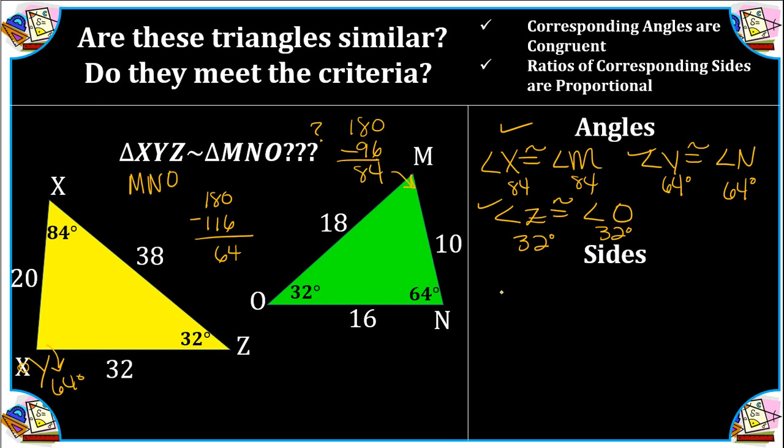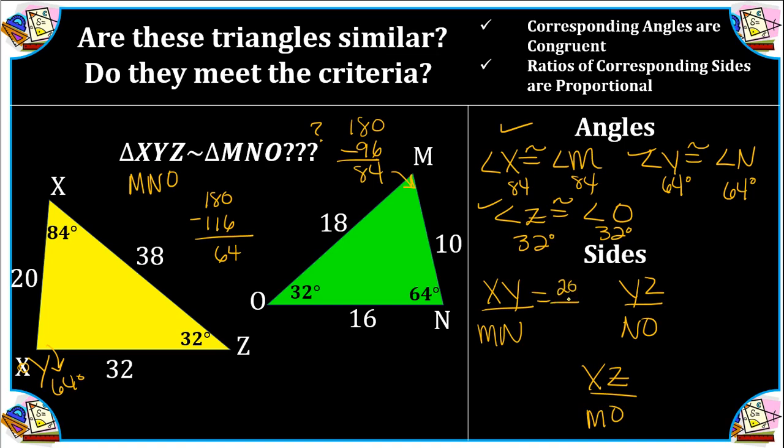Now let's check our side lengths and see if they're proportional. So XY is going to be compared to MN. Then we have YZ being compared to NO. And then we have XZ compared to MO. So XY is 20, MN is 10, YZ is 32, NO is 16, XZ is 38, and MO is 18.